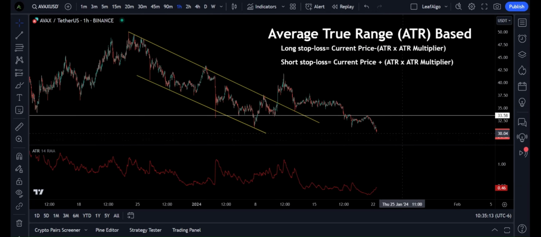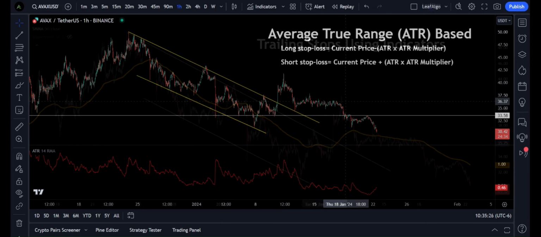So is your multiplier 3? Is your multiplier 2? Is it 1? That is for you to decide. But this is an effective way to set a stop loss that also takes into account market volatility, which is very useful.